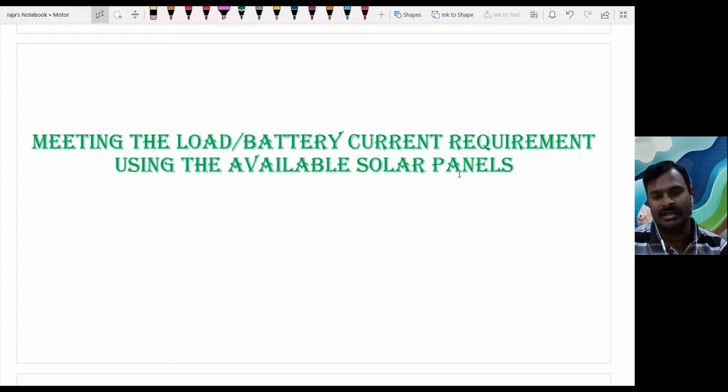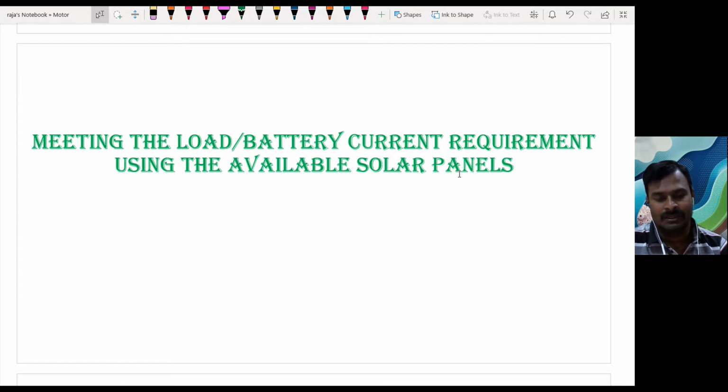Say, for example, you have a 100 ampere hour battery bank and you have a panel which can produce 5 amperes at a given time. So this means it would take 20 hours to charge the battery fully.